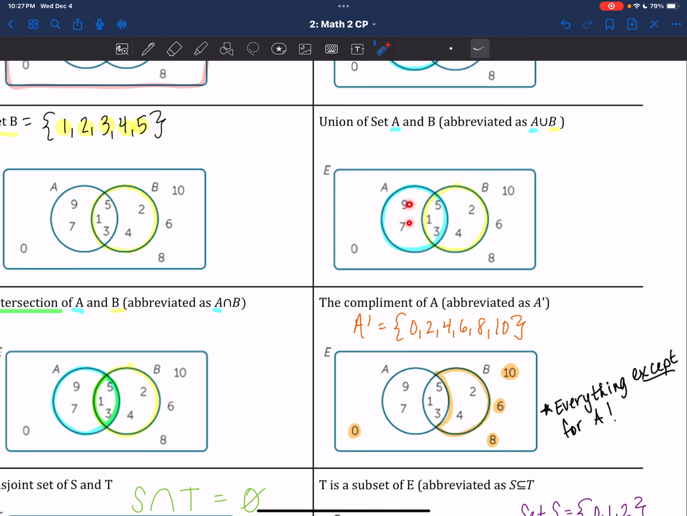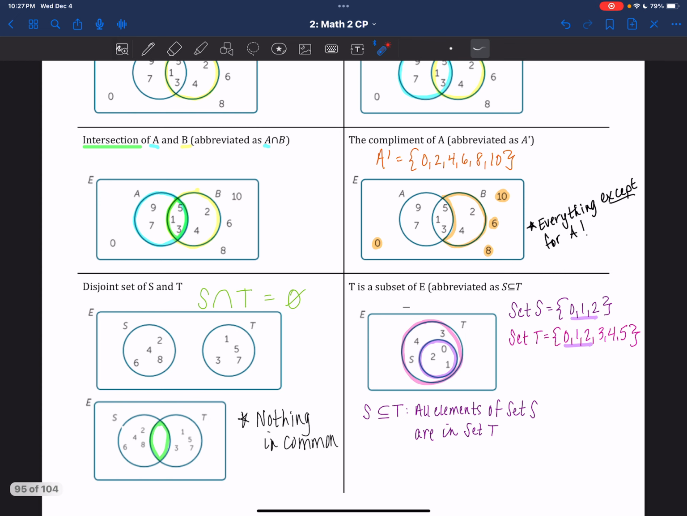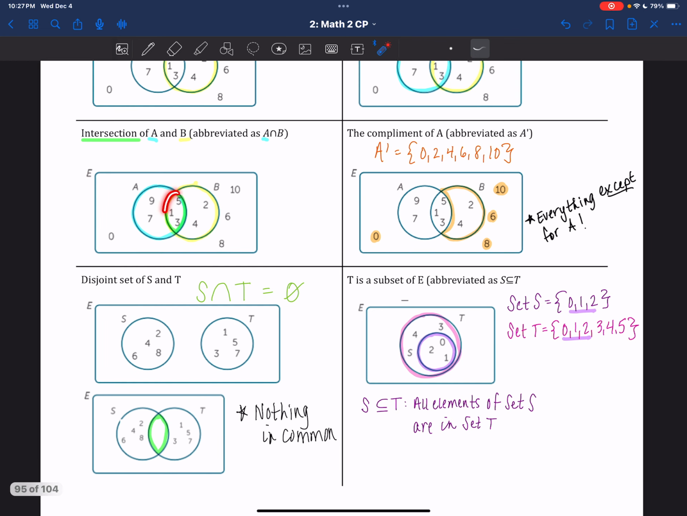Because I need these two there. Okay. All right. And then for here, for the intersection, it's just this part. So you have A, and notice when you're doing that, it looks like an upside down U, and it's going to be 1, 3, and 5. That'd be that at the end, and it's just that section.